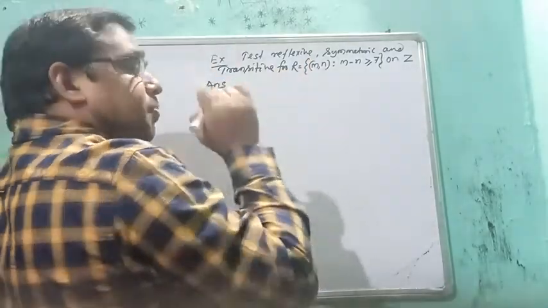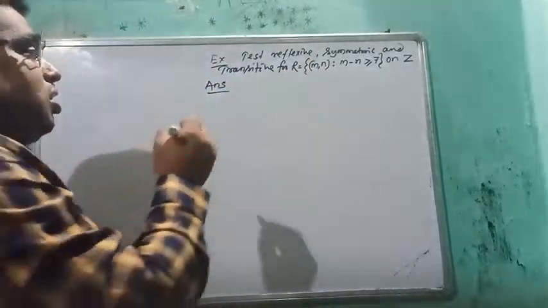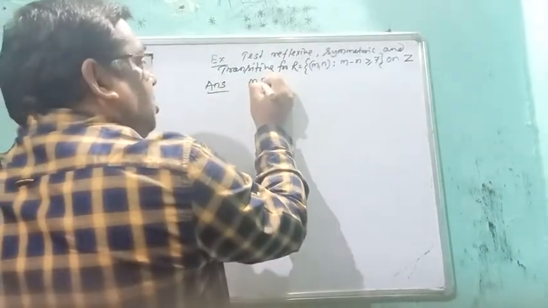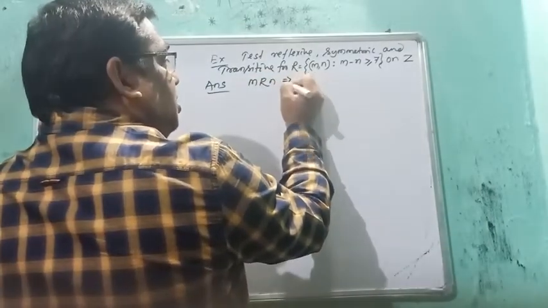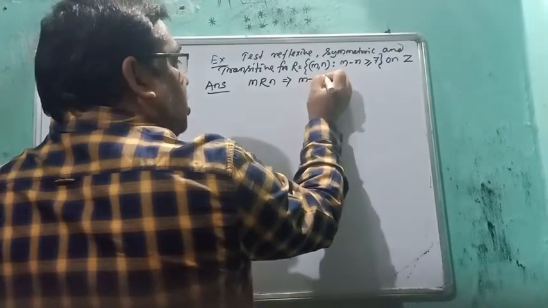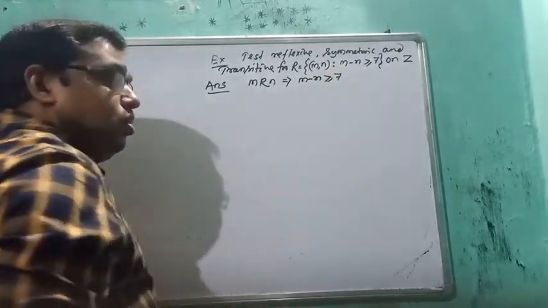So first we have to find what the relation is here. Then what is the relation? m is related to n is given by m minus n greater than or equal to 7.